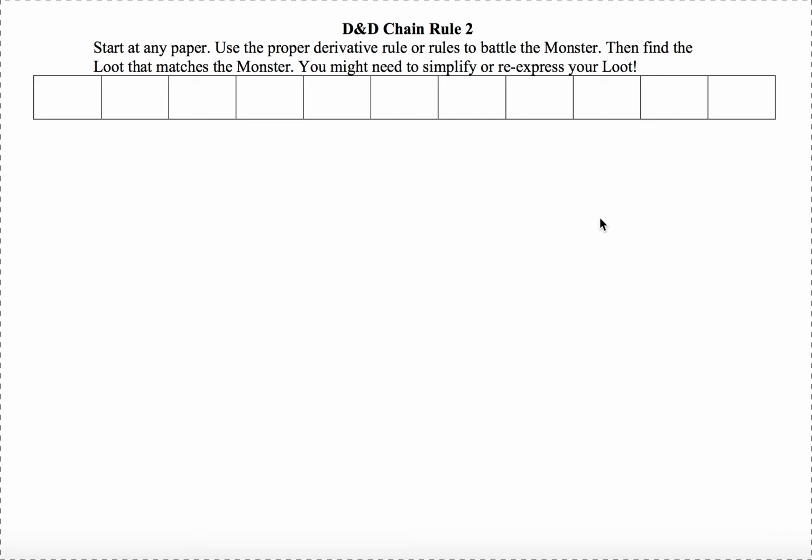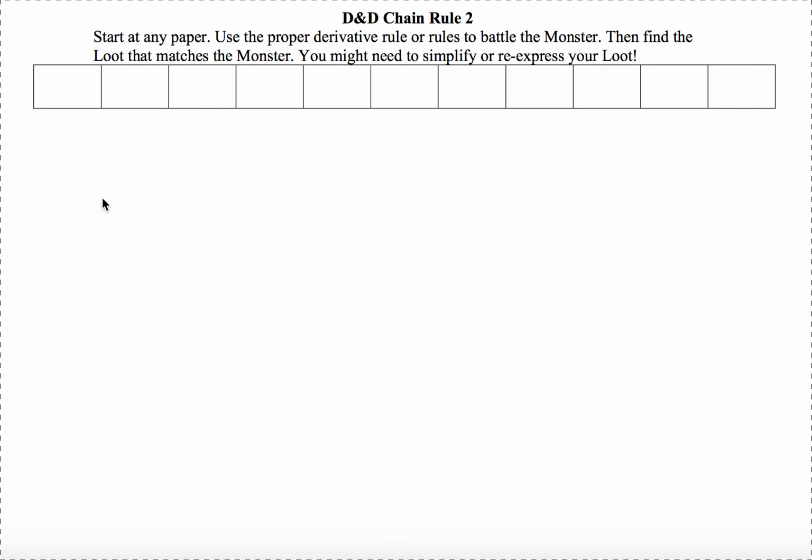This time, we're going to battle a monster and keep track of the monsters up here in your grid. Copy down each problem, battle the monsters, find the loot, and then let the loot lead you to the next monster to battle. You're going to keep track of the order of monsters as the loot leads you to each monster. You might need to simplify or re-express your loot to find what the next monster is. Further instructions will be in the Nearpod. Try that. You'll do all that work and then upload your work to the assignment on Google Classroom.